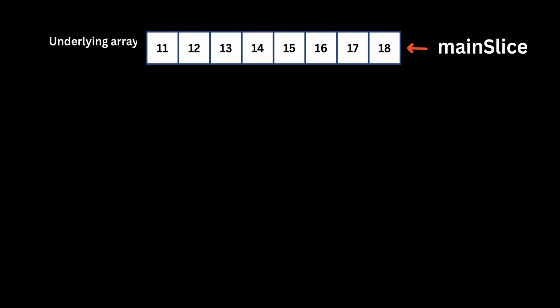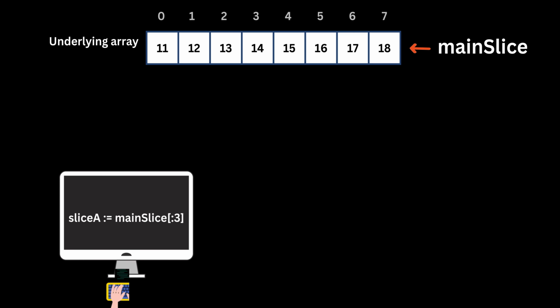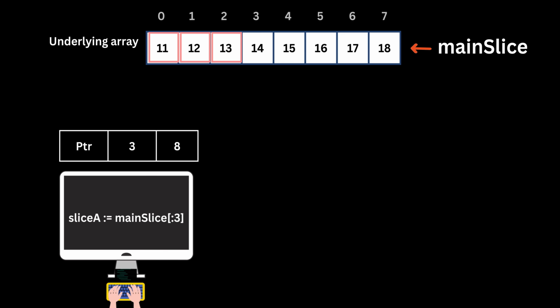Let's get started. Let's consider a main slice whose underlying array contains 11, 12, 13 till 18, with indexes starting from 0. And we have a slice A which contains some part of the main slice, that is, the items from the 0th index till the second index: 11, 12, 13. As we already know, slice A will contain a pointer to the underlying array, a length and a capacity. So here the length is 3 and the capacity is 8. The pointer points to the first item of the underlying array, that is 11.